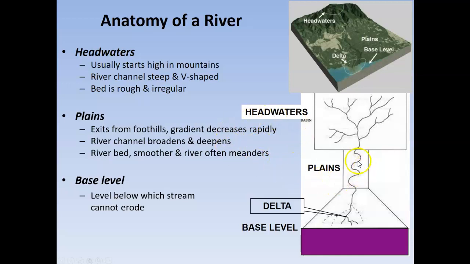talk about that also. And then the base level is the lowest level of the stream, and that's where it ends. And it forms a delta because it's bringing material all the way from up here down to the delta, discharging it into the body of water, actually creating some land potentially over time.